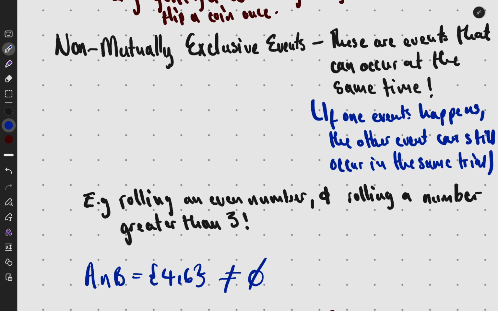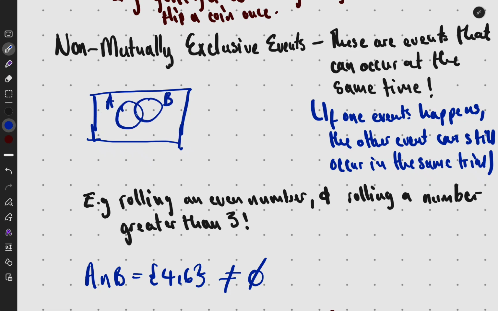So non-mutually exclusive events are events that can occur together at the same time. And when we put them, we show them like this. This is our A and our B, and there's going to be something in A intersection B.